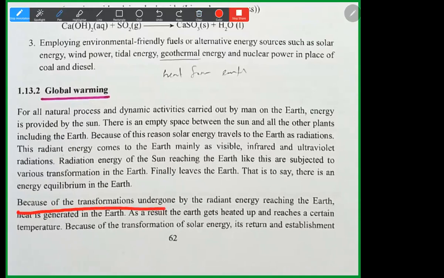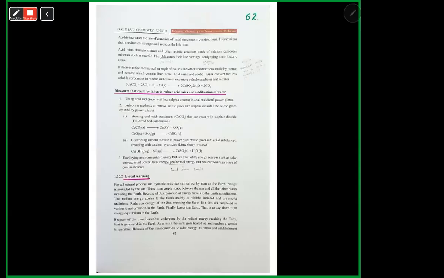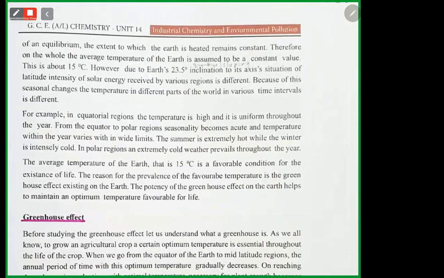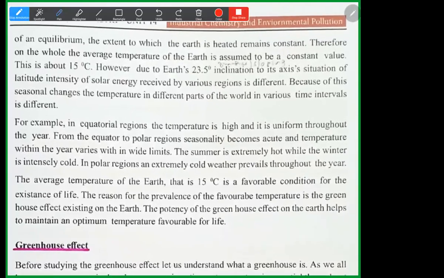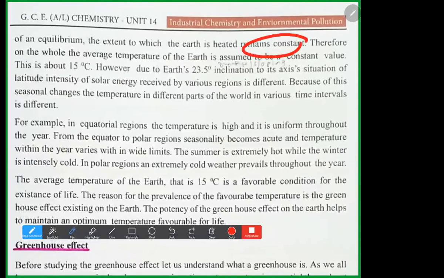Because of the transformation undergone by the radiant energy reaching the earth, heat is generated in the earth. As a result, the earth gets heated up and reaches a certain temperature. Because of the transformation of solar energy, its return and establishment of the equilibrium, the extent to which the earth is heating remains constant. With equilibrium, all these properties become constant, so the heating also remains constant. Therefore, on the whole, the average temperature of the earth is assumed to be a constant value. This is usually about 15 degrees Celsius.